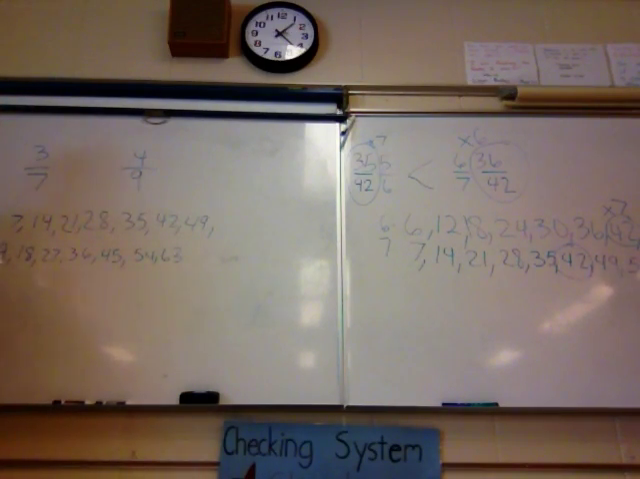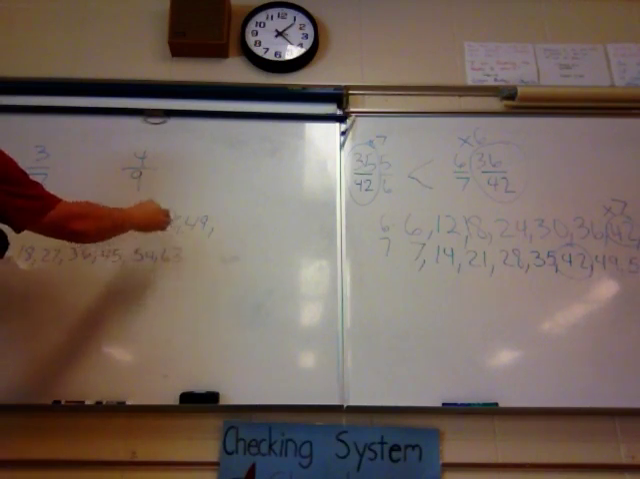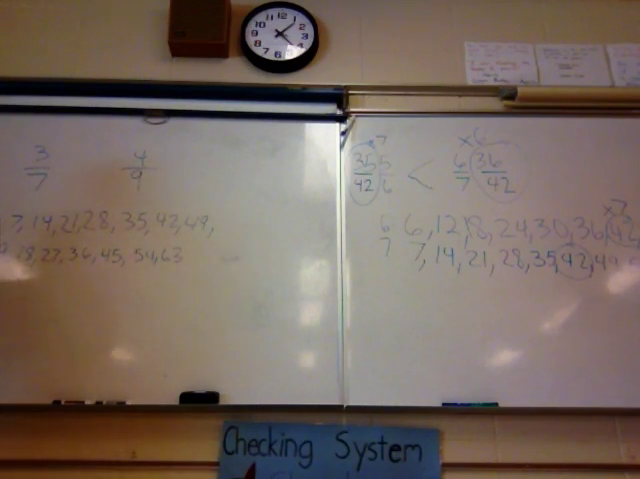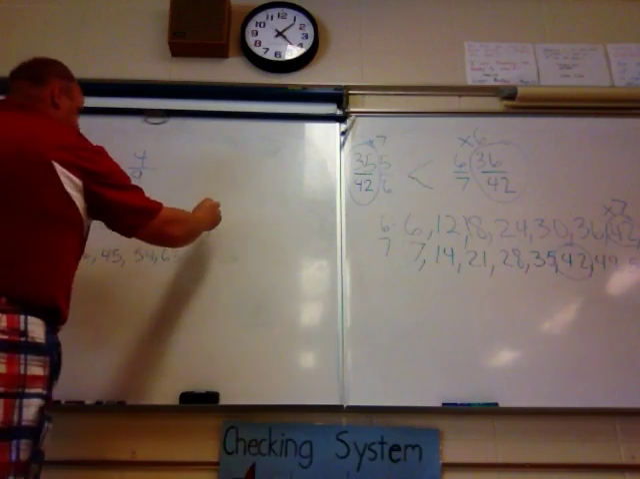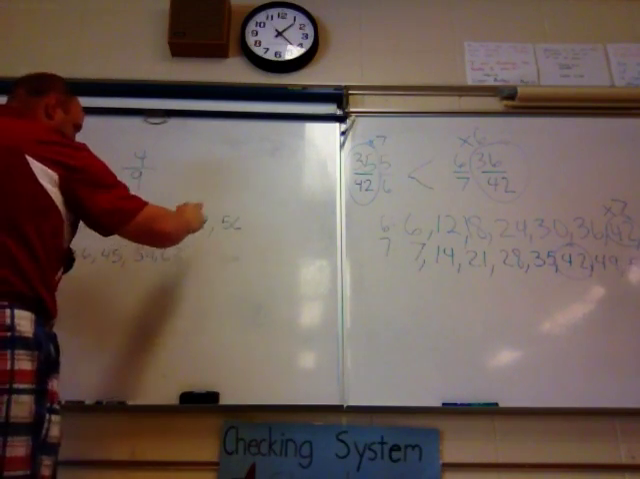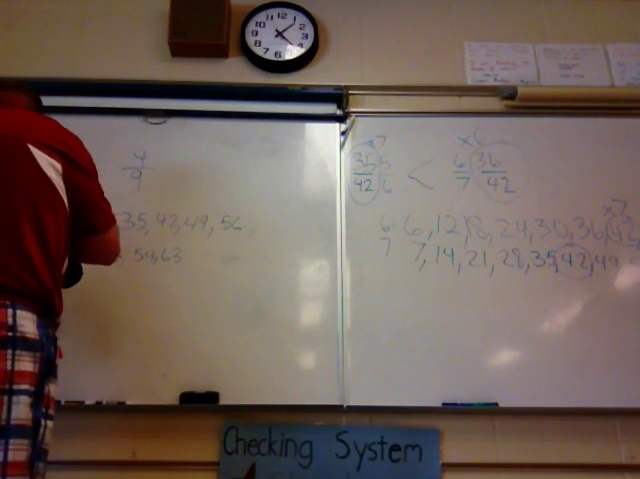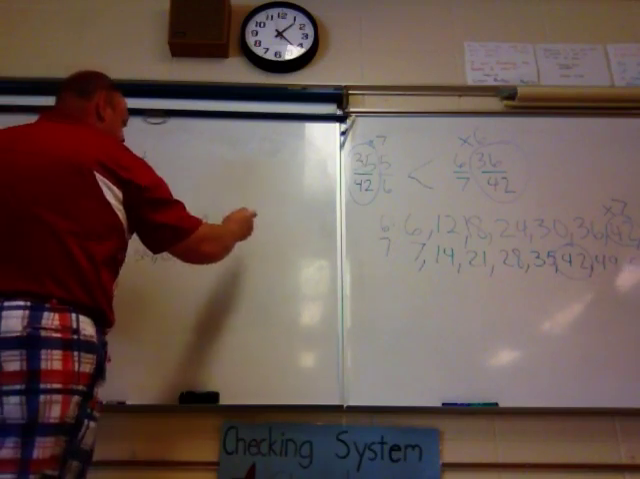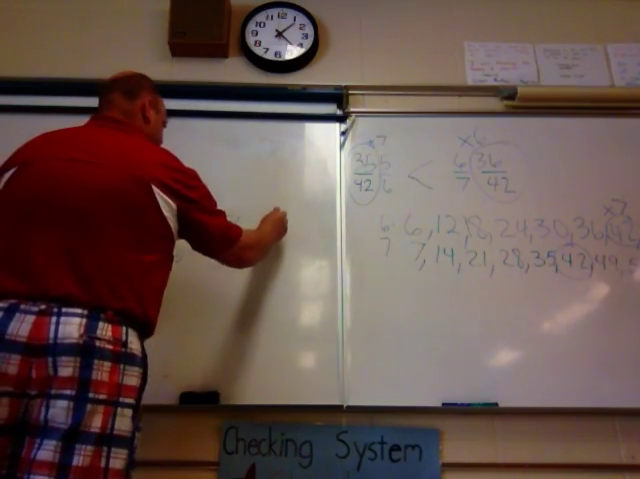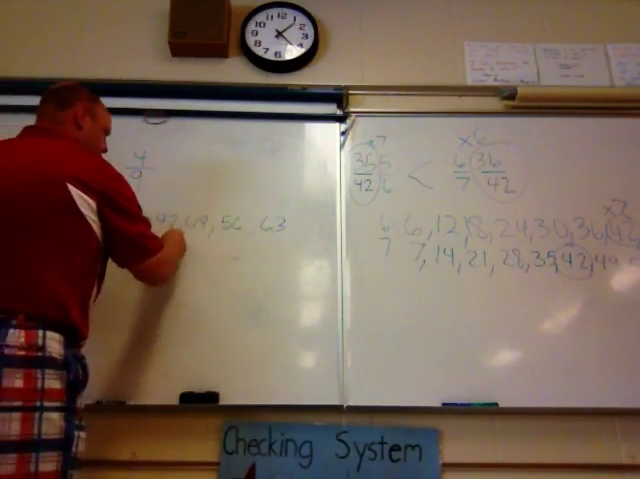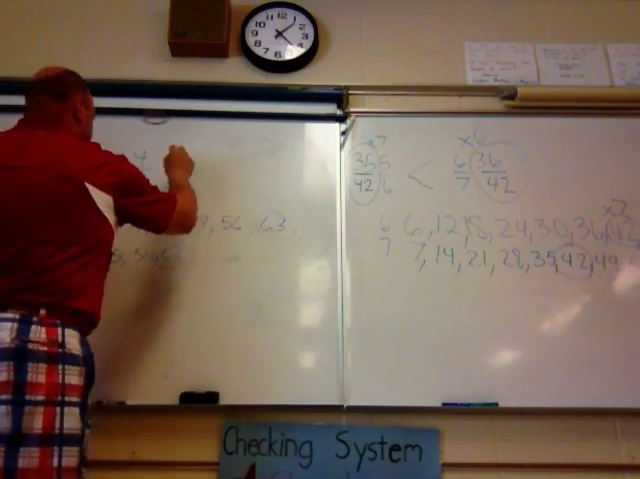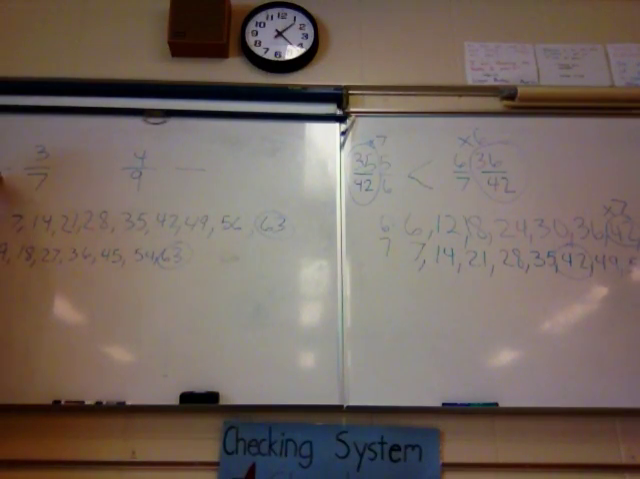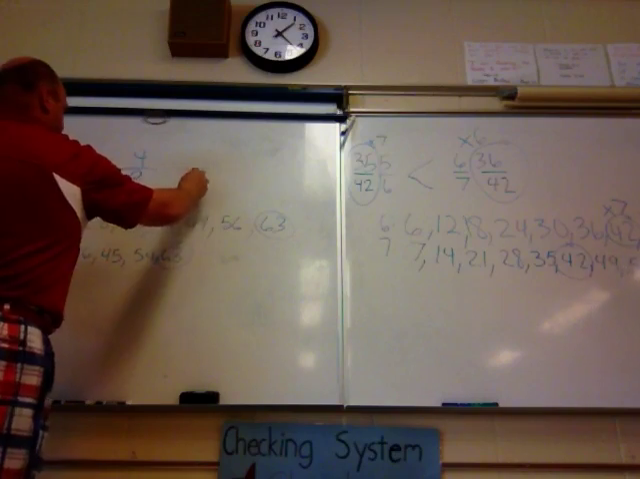Oh, you know what? I'm going to go back to my 7s because I noticed that my 9s are getting big, but my 7s kind of stop. So after 49 is 56. Oh, that's not a match. After 56 comes, oh goodness, 63. Ha! There they are. They're both 63. So my new denominator is going to be 63.